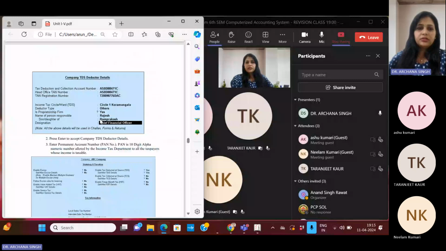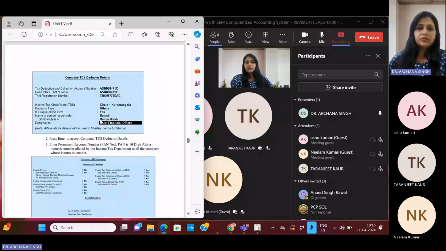Then enter the PAN number. PAN क्या है, आपका 10 digit alphanumeric number होता है जो इनकम टैक्स डिपार्टमेंट issue करता है all the taxpayers को whose income is taxable. Okay, so this ABC company statutory taxation option में आपको ये सारे features होंगे जहाँ पे आपको जो add on करना है, that option you have to select. Like TDS, TCS, and fringe benefits also. Okay, then press enter, accept and save.